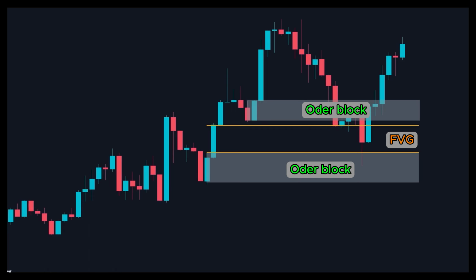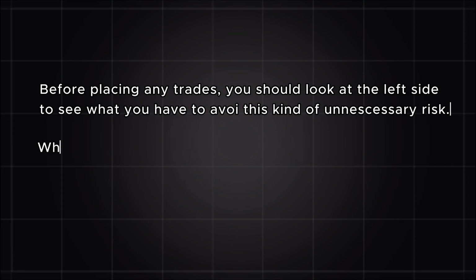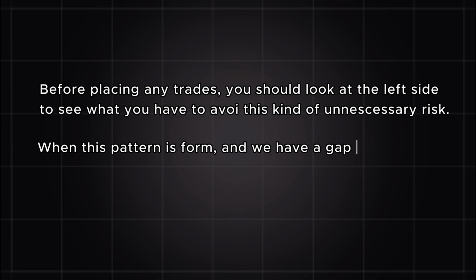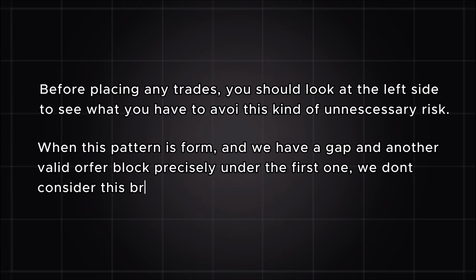So, here are 2 points. First, before placing any trades, you should look at the left side to see what you have to avoid this kind of unnecessary risk. Second, when this pattern is formed, and we have a gap and another valid order block precisely under the first one, we don't consider this break a valid change of character.